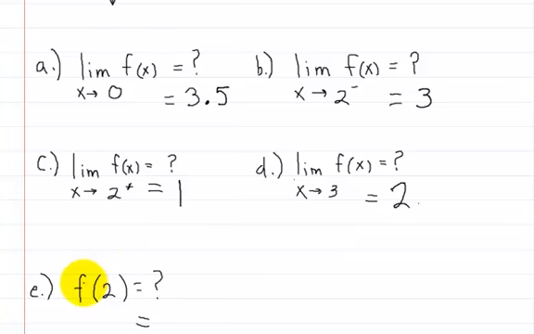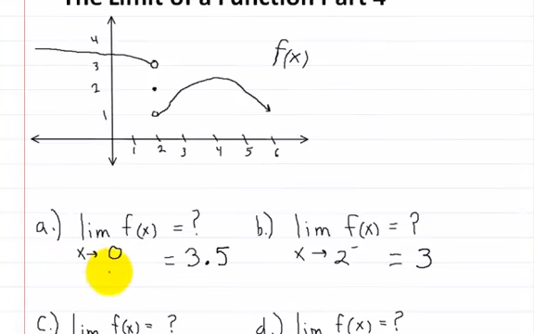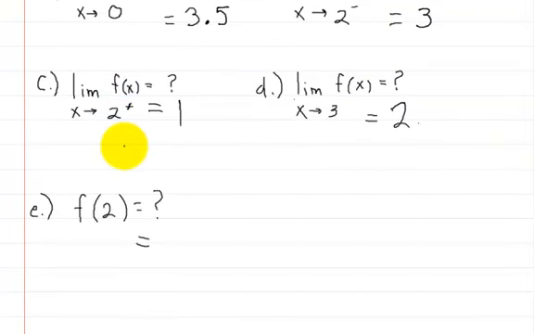Now what happens if we just plug in 2 into the function? What do we get? Well, if you plug in 2 into this function, so here's f of x, you're going to get the value of 2, this point right here. So the answer to that is 2.